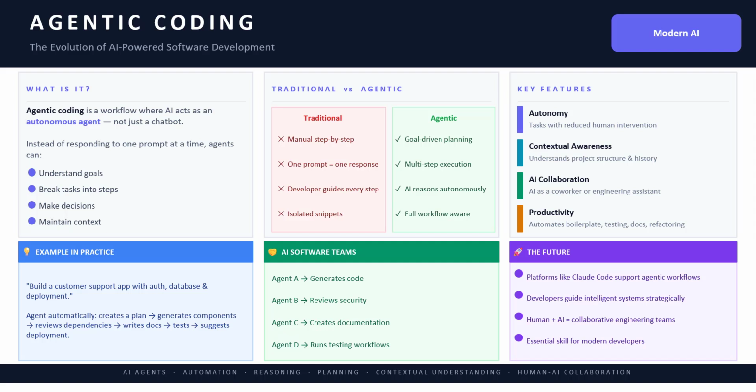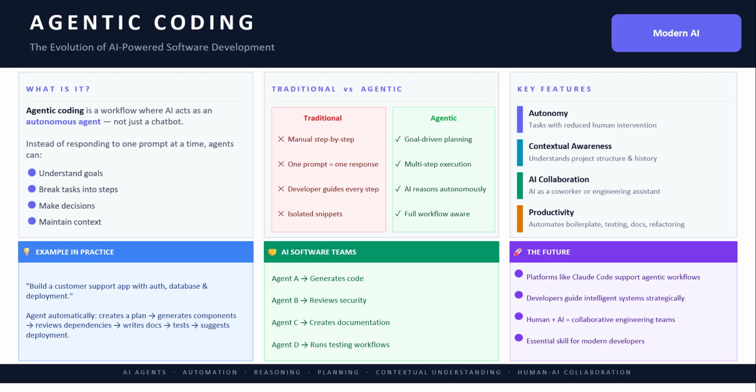As AI technology advances, agentic coding is expected to become a core part of the enterprise software engineering. Future developers may spend less time writing repetitive code and more time guiding intelligent systems strategically. This is why learning agentic workflows is becoming an essential skill for modern developers.